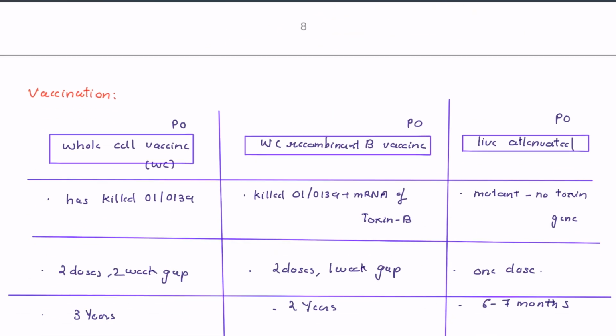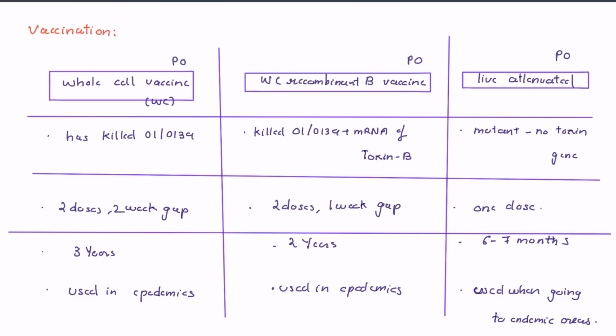Now moving on to vaccination, we do not give intravenous vaccination here because it doesn't cause intestinal immunity. We give only oral, as it is the mode of transmission of this disease and it is also the mode of vaccination. So there are three types. First is the whole cell vaccine. We have the whole cell vaccine combined with a recombinant B vaccine, and a live attenuated vaccine. All of them are oral.